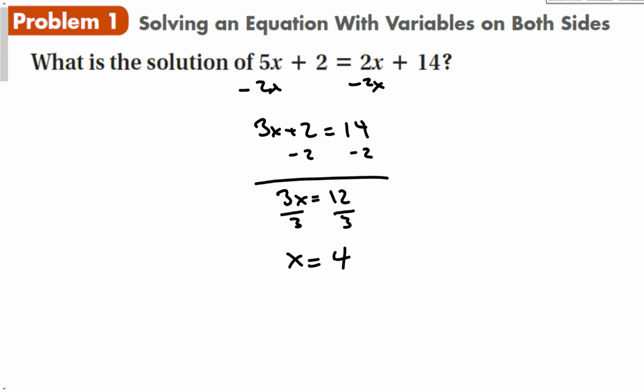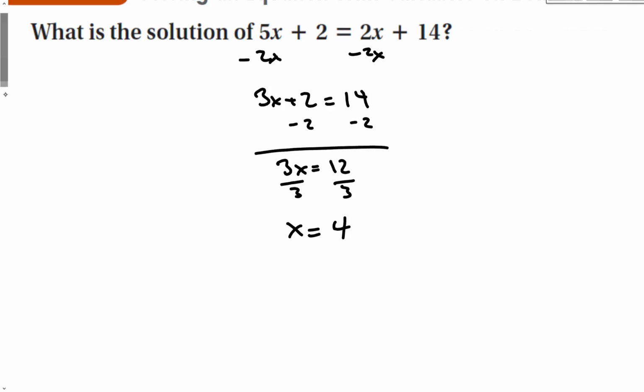So notice what I did. I got the two x terms together by subtracting 2x from both sides. We don't want to divide by 2x. We could subtract out the 14 first, but then that'll leave us with maybe not as simple of an equation on the second part.